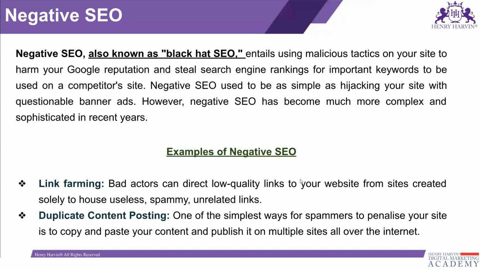Duplicate content posting. One of the simplest ways for a spammer to penalize your site is to copy and paste your content and publish it on multiple sites all over the internet. It is known as plagiarism. They are just copying content and pasting it on their website. For example, you are publishing a blog on marketing automation software, how marketing automation software works. So you go on a Google search about this, copy someone else's blog, and paste it in your website. So this is also a type of negative SEO.